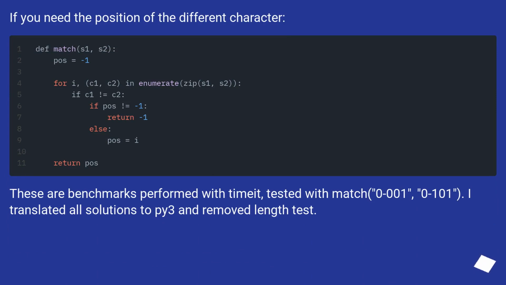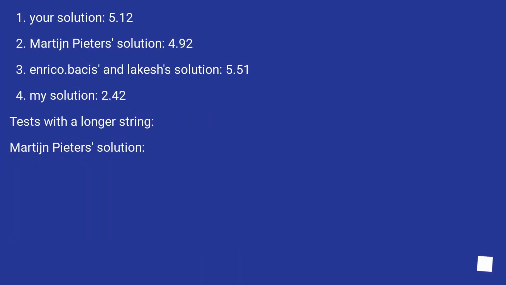These are benchmarks performed with timeit, tested with the match 0-001, 0-101. I translated all solutions to Python 3 and removed the length test. Your solution: 5.12. Martijn Pieters' solution: 4.92. Enrico Bassi and Lakesh's solution: 5.51. My solution: 2.42.